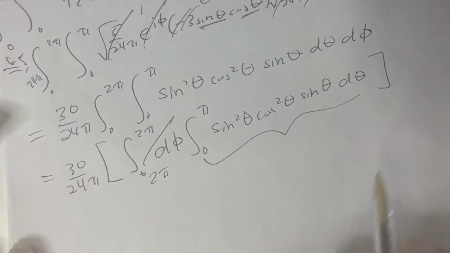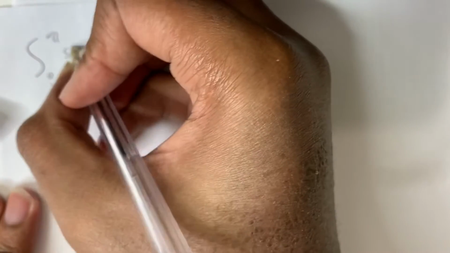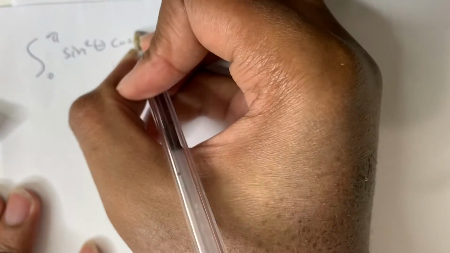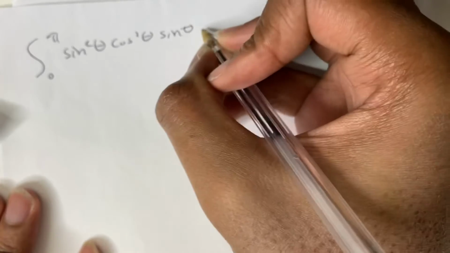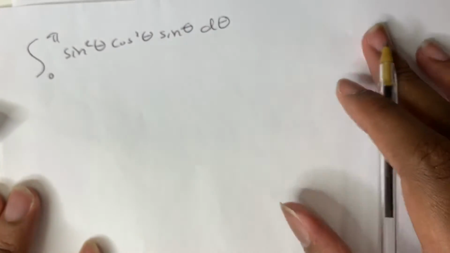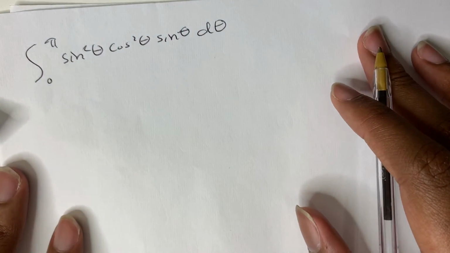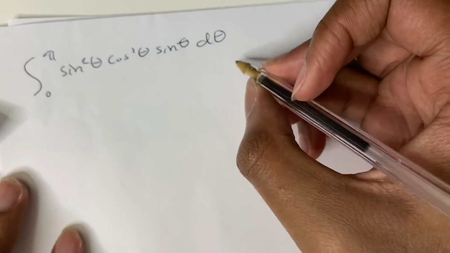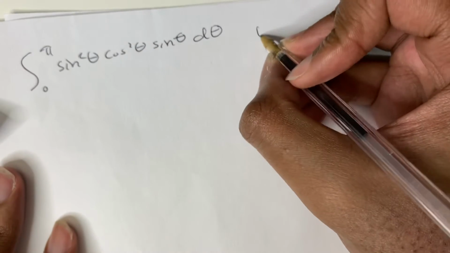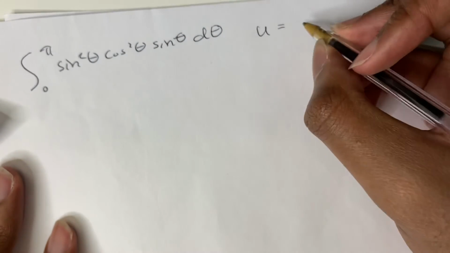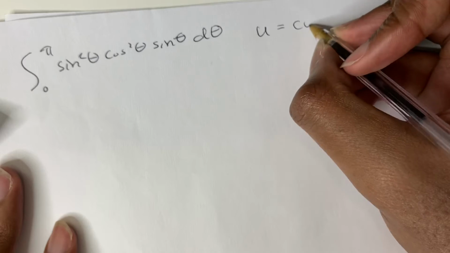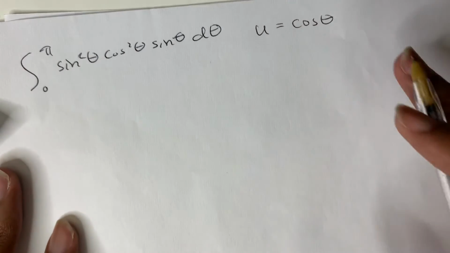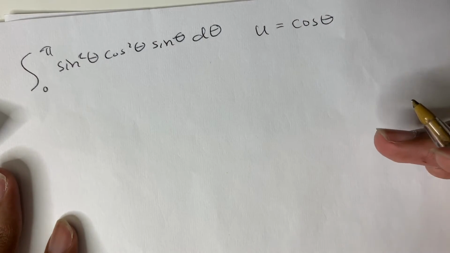And how can we evaluate it? So let me write down this integral on a new page. You have the integral from 0 to pi of sine squared theta, cosine squared theta, sine theta d theta. Now, to evaluate this integral, what we have to use is u substitution. So let's substitute u for cosine of theta. Oh yeah, and you guys should be familiar with u substitution.